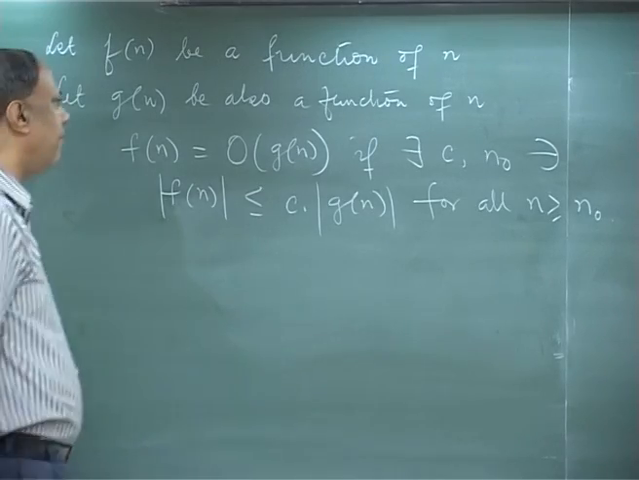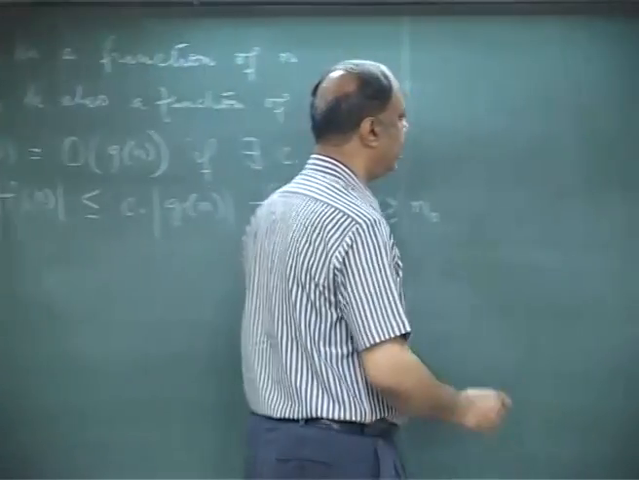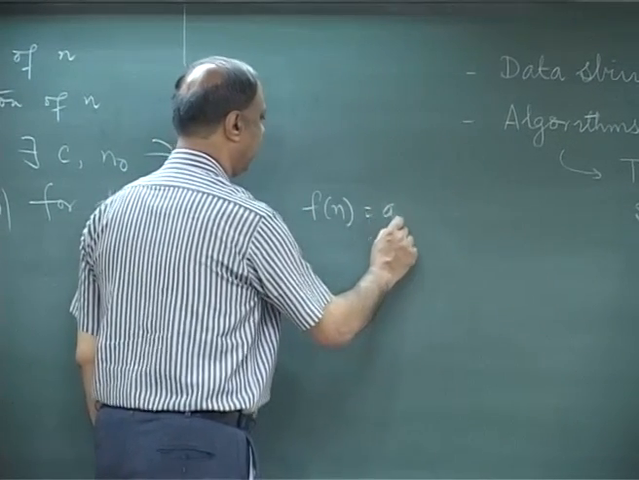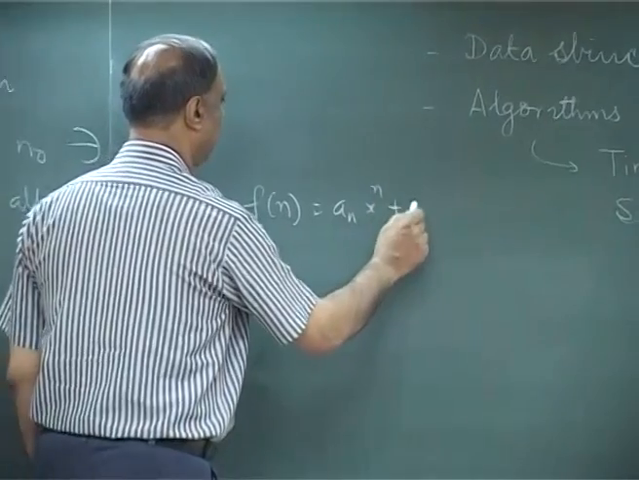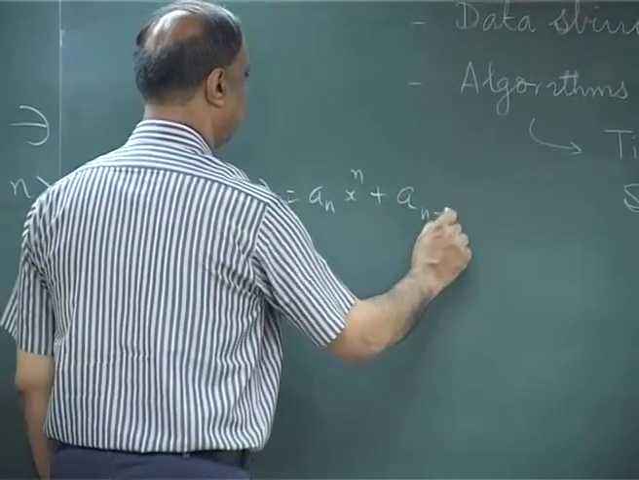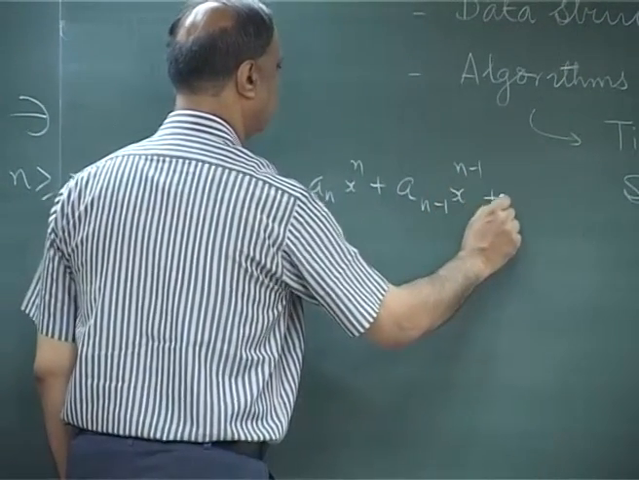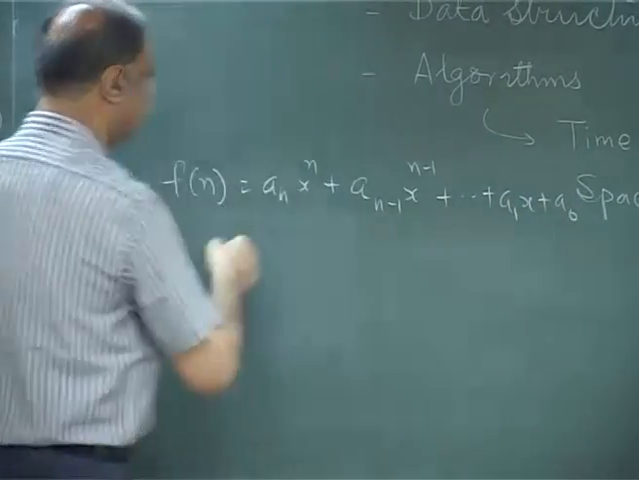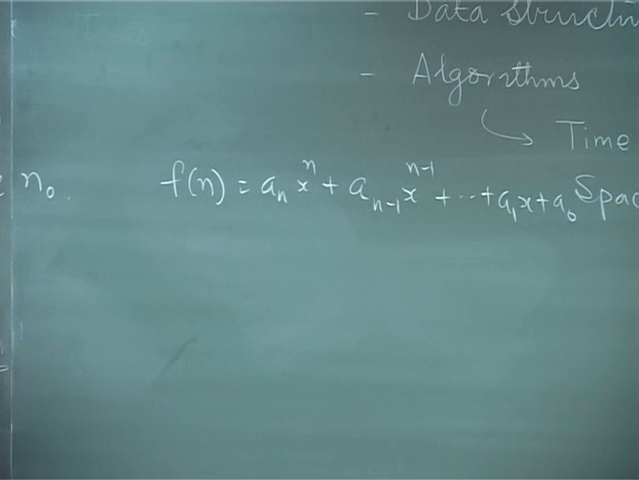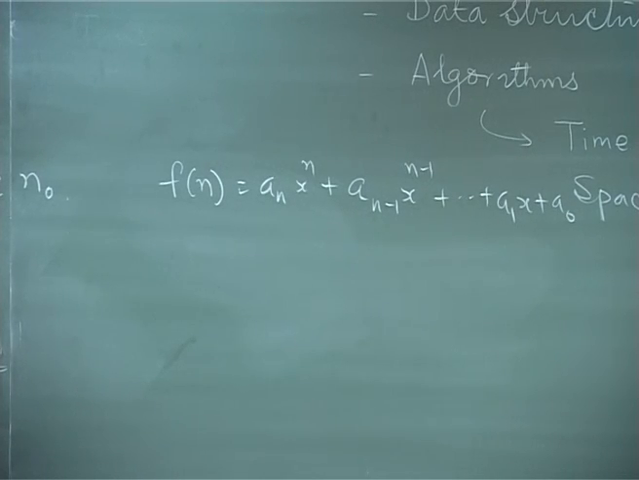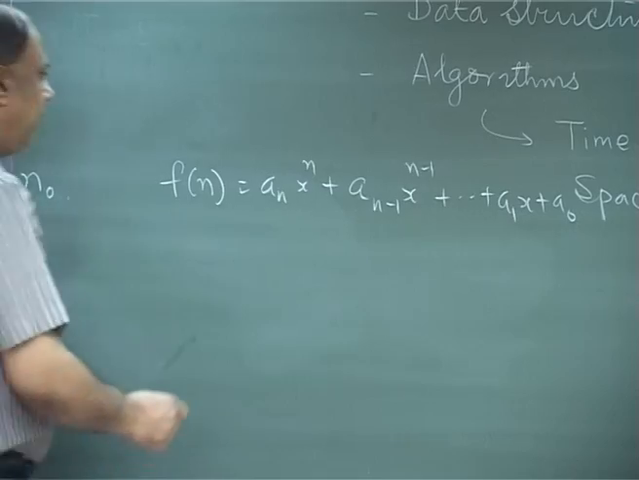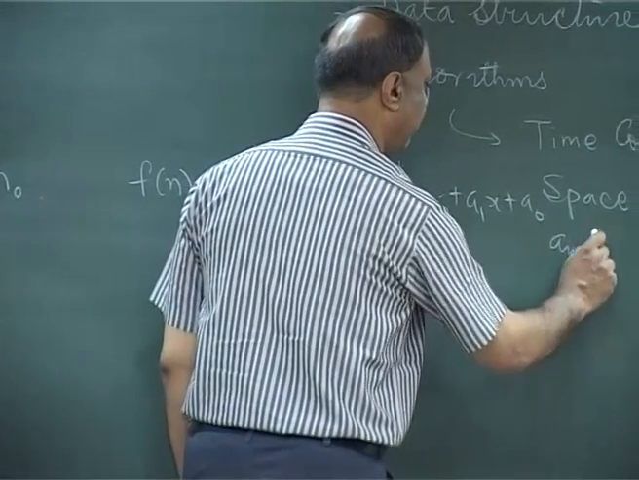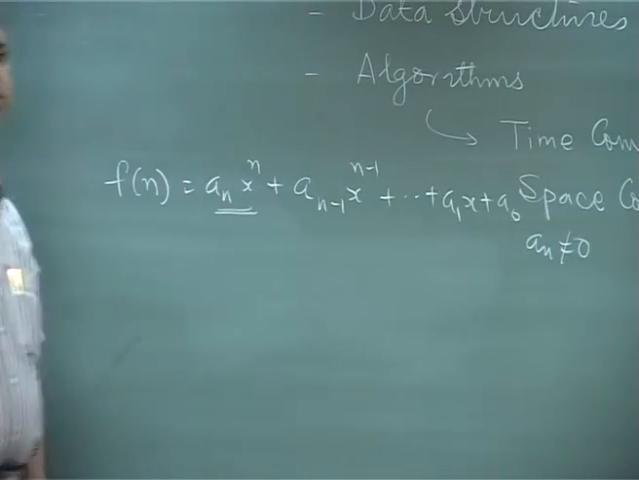Say for example you have a polynomial of degree n, say Fn is an x to the power n plus an minus 1 x to the power n minus 1 plus up to a1 x plus a0. This is a polynomial of degree n. Agree? Now, if it is a polynomial of degree n, what does it mean? That an, the leading coefficient, must be not equals to 0.